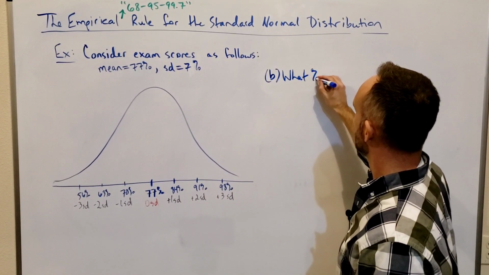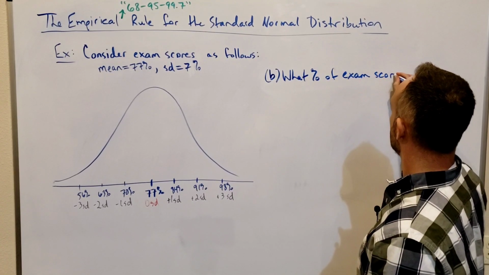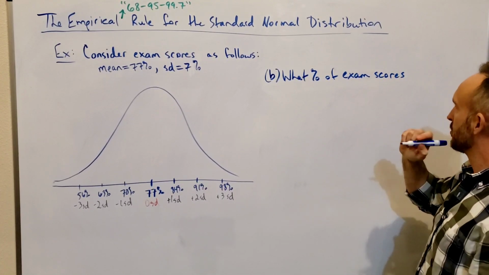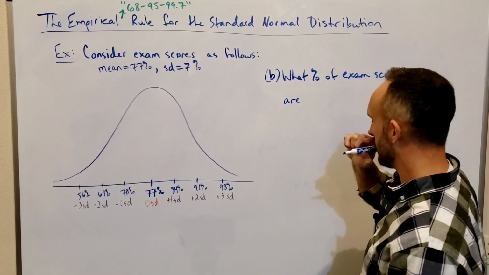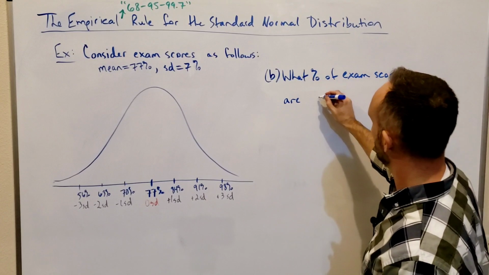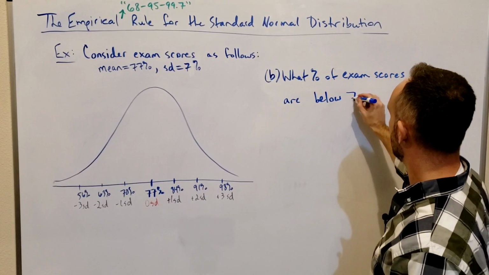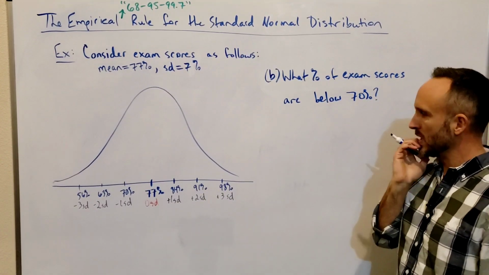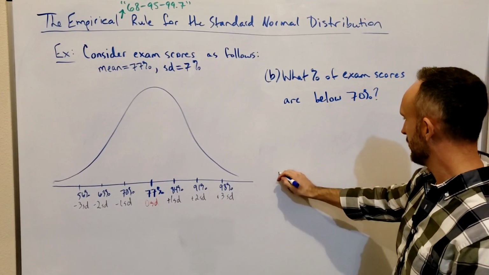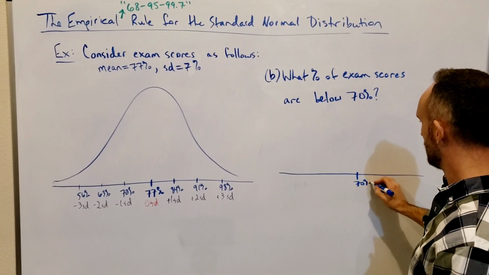What percent of exam scores, let's say, what percent of exam scores are below 70%? Okay? Quite a bit harder question. So if we were to look at this now, what percent of exam scores are below 70%?